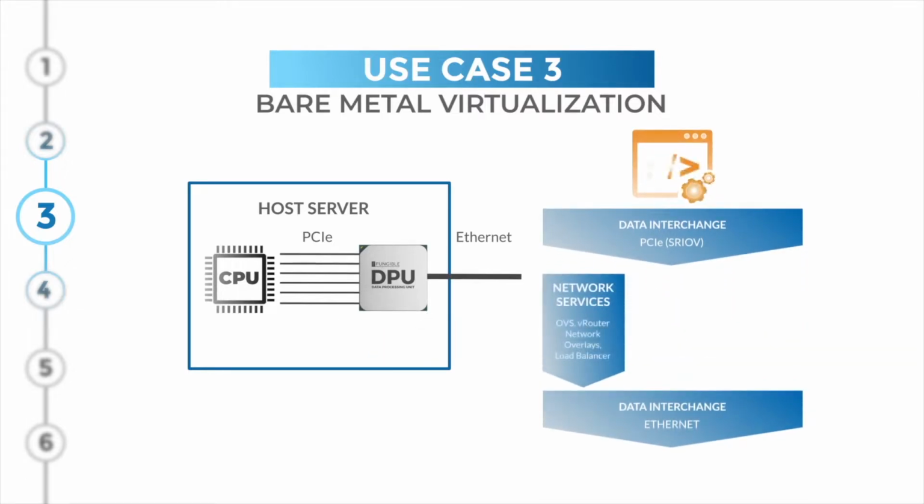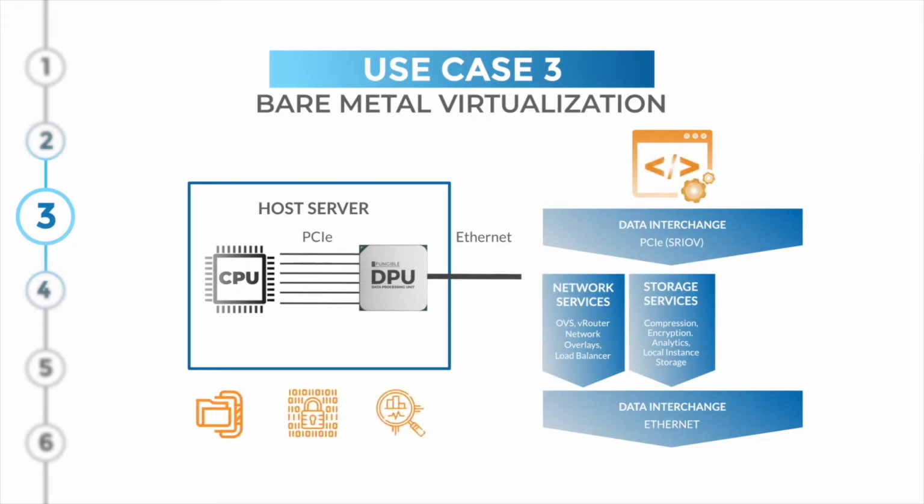Firstly, the Fungible DPU offers the flexibility to customize network functions and protocols. For example, virtual switching, routing, network overlays, load balancing, and so on. Secondly, the Fungible DPU offloads the storage stack from the CPU, supporting both local and remote storage, while also enabling storage data services such as compression, encryption, and analytics.